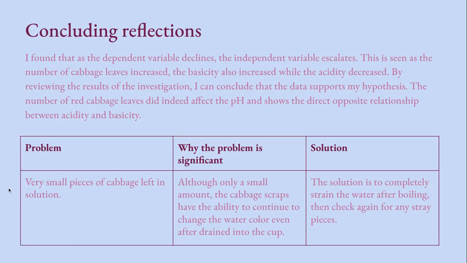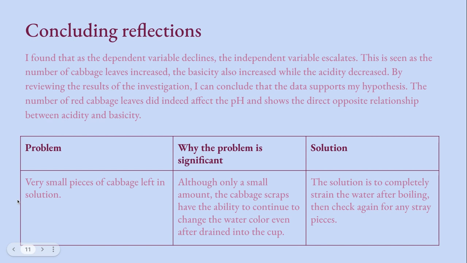Concluding reflections. I found that as the dependent variable declines, the independent variable escalates. This is seen as the number of cabbage leaves increased. The acidity also increased, while the basicity decreased. By reviewing the results of the investigation, I can conclude that the data supports my hypothesis. The number of red cabbage leaves did indeed affect the pH and shows the direct opposite relationship between acidity and basicity.